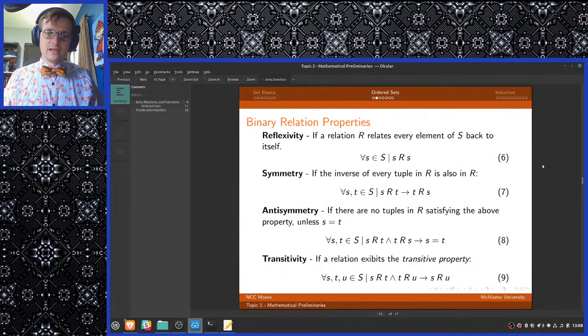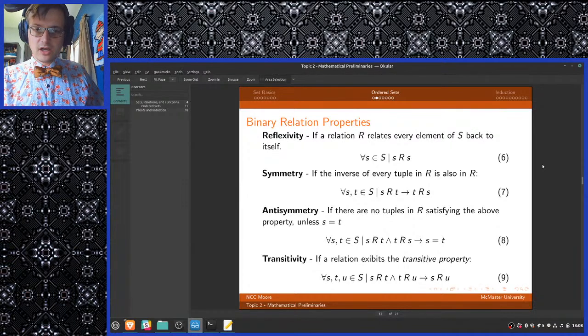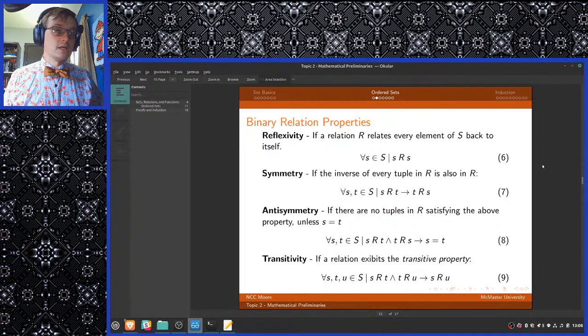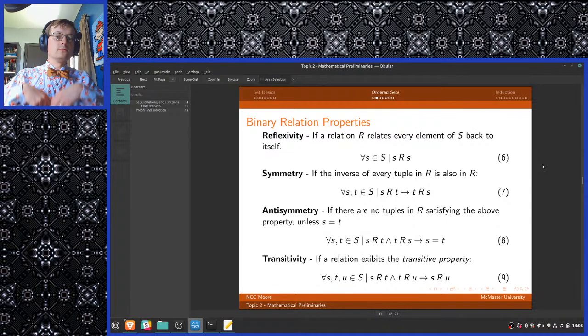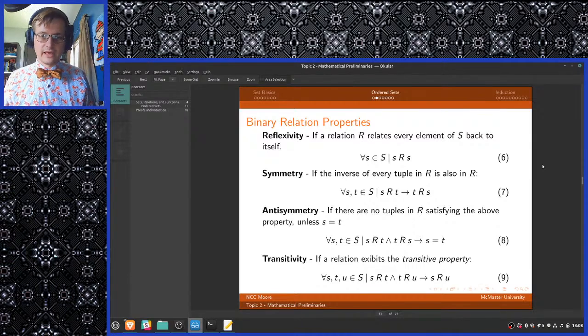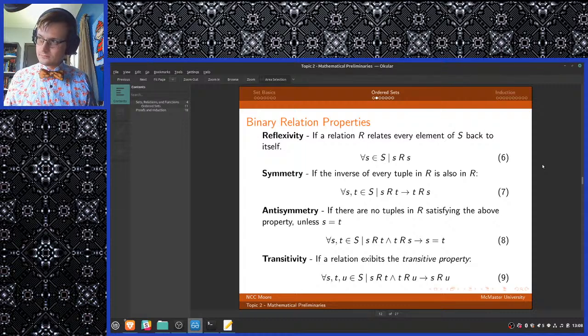My goodness. Okay, so number 1, reflexivity. If a relation R relates every element of S back to itself, it doesn't have to only relate every element back to itself, but it needs to minimally relate every element of S back to itself. So, something like a multiply by 1 operation is reflexive.